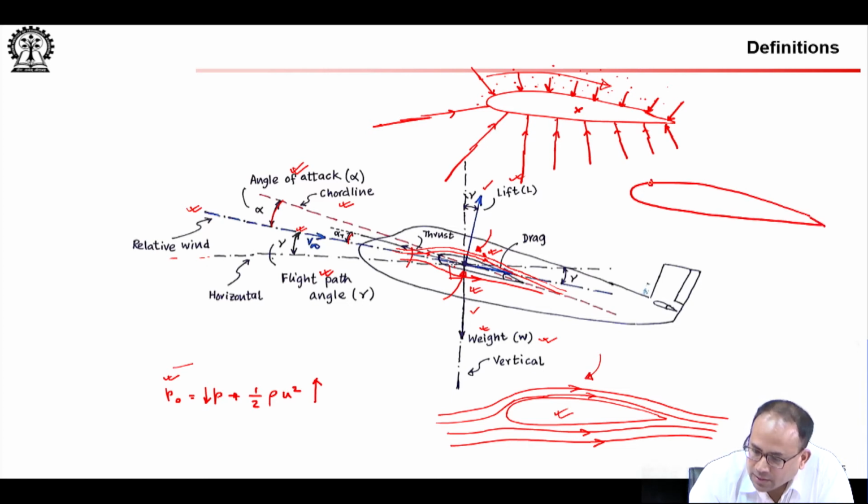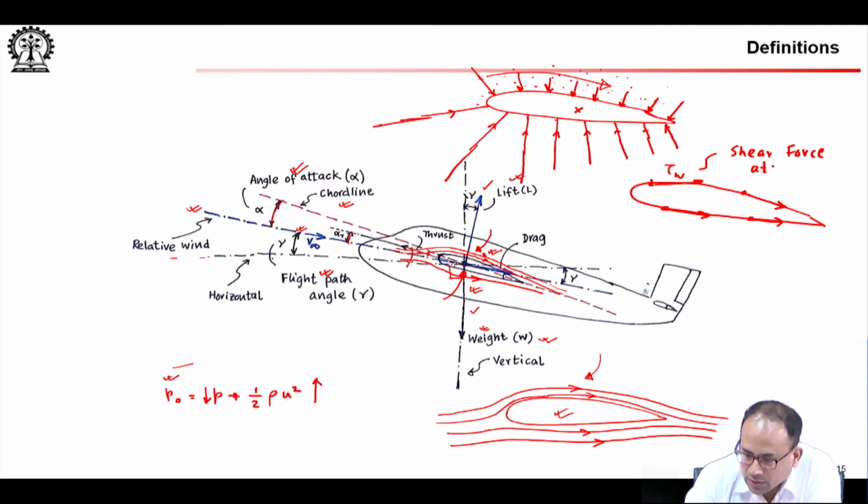Similarly, there is another source of force which arises because of the viscosity of the fluid, and that force is directed in a tangential manner. You see it is almost on the surface of the airfoil. That is given the notation tau wall, and it means shear force or shear stress, force per unit area, at the wall. Now, why does this shear force happen?